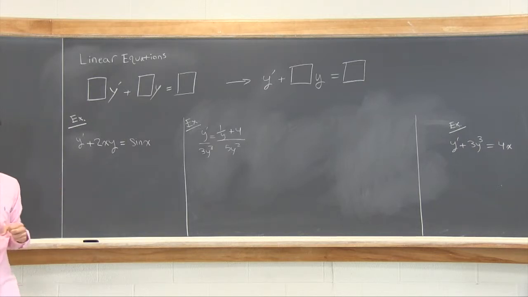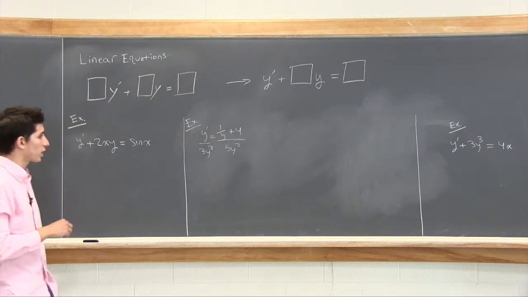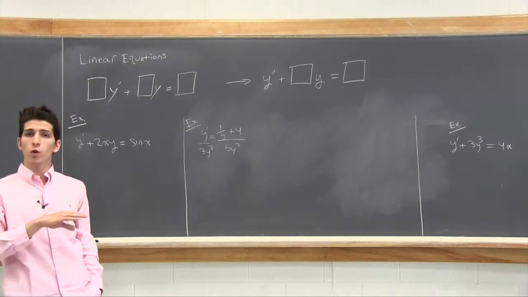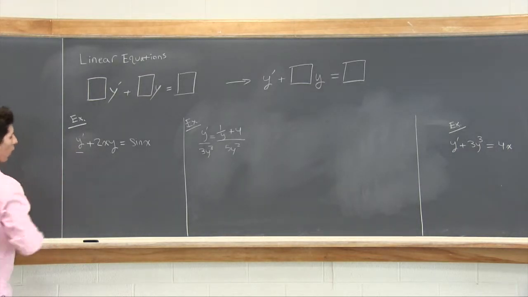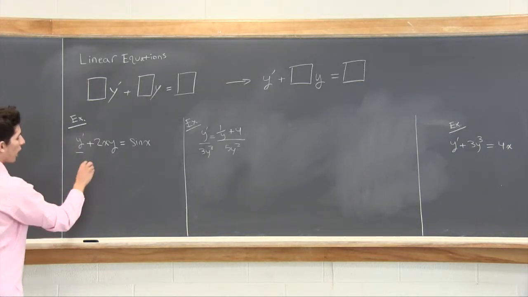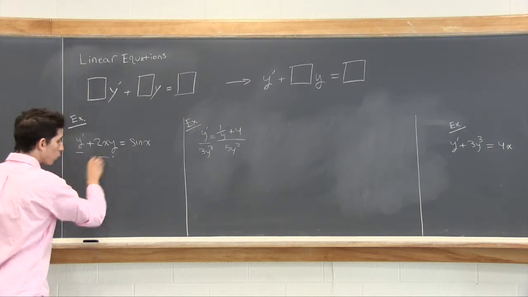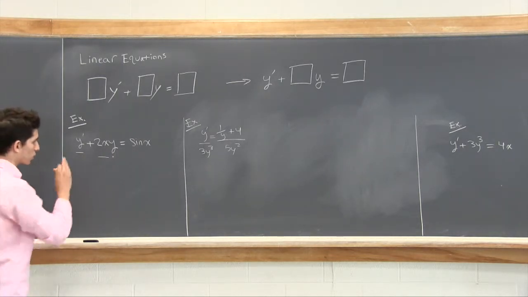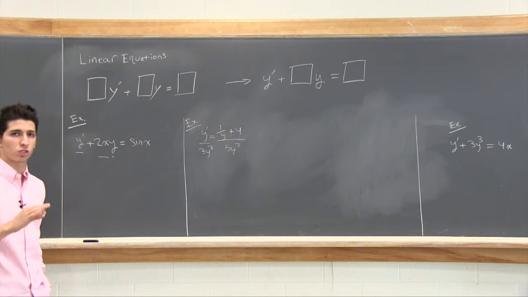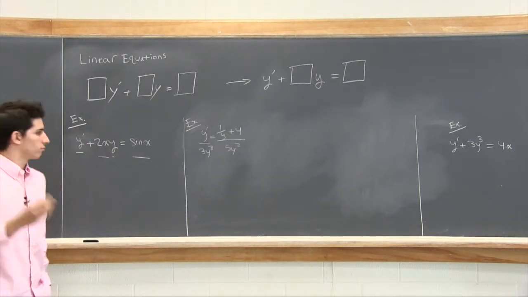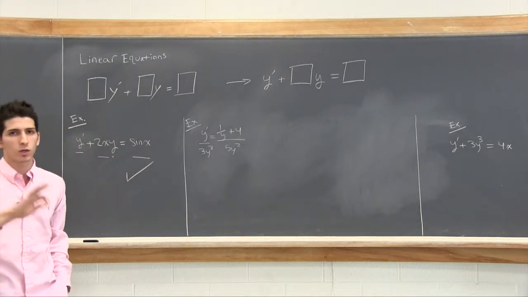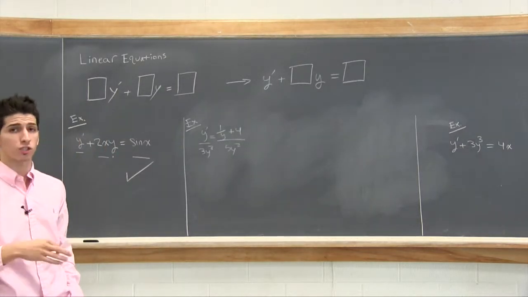So let's do a couple examples. Over here we have y prime plus 2xy equals sine x. We don't want to solve it. All we want to know is, is it linear or not? Well, okay, we have our y prime. Good. And then we have some function times y. That function doesn't contain y, and y is linear. That's good. Equals some function that doesn't contain y. It's linear. Perfect. We don't have to do any work. You can just tell by inspection.